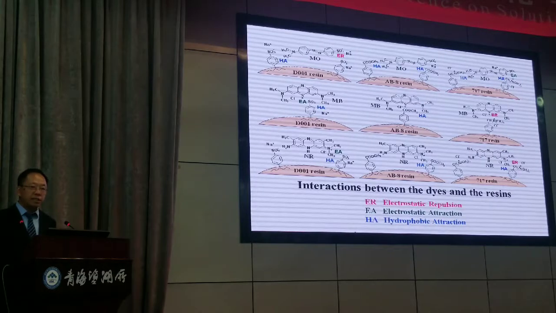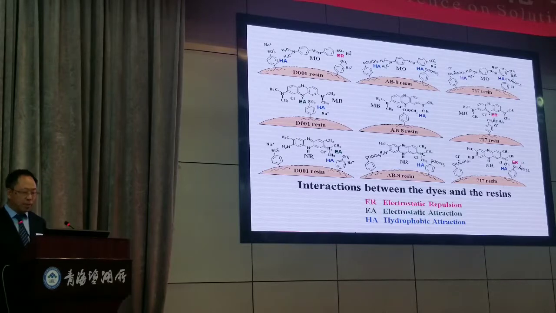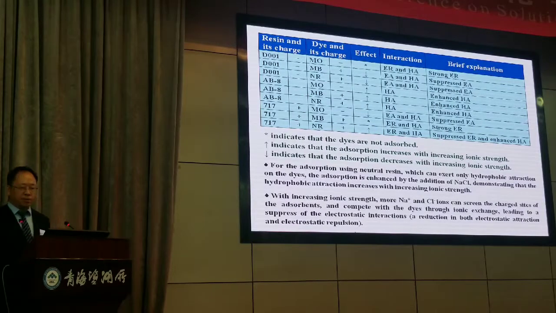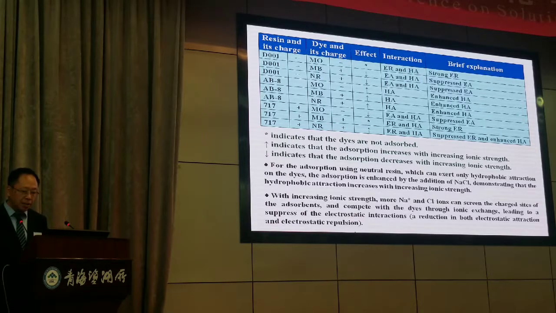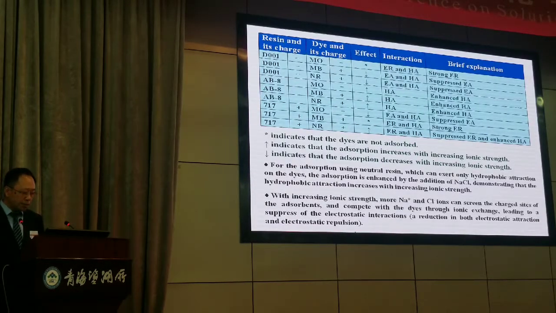We analyze the interactions between the antibiotic and the adsorbent in all the cases. The experimental results and the interactions are summarized in this table. For the adsorption using neutral resin, which can exert only a hydrophobic attraction on the antibiotic, the adsorption is enhanced by the addition of sodium chloride, demonstrating that the hydrophobic attraction increases with increasing ionic strength.